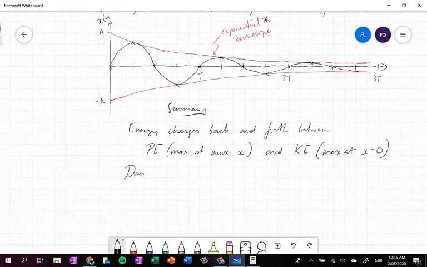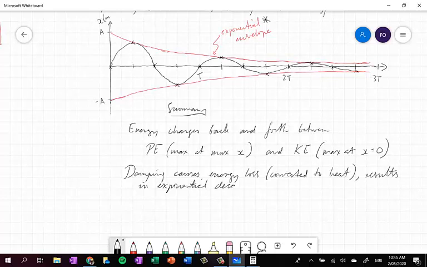And damping causes energy loss. It's actually converted to heat, which results in exponential decay of the amplitude of the motion. Okay, so that's energy and damping.